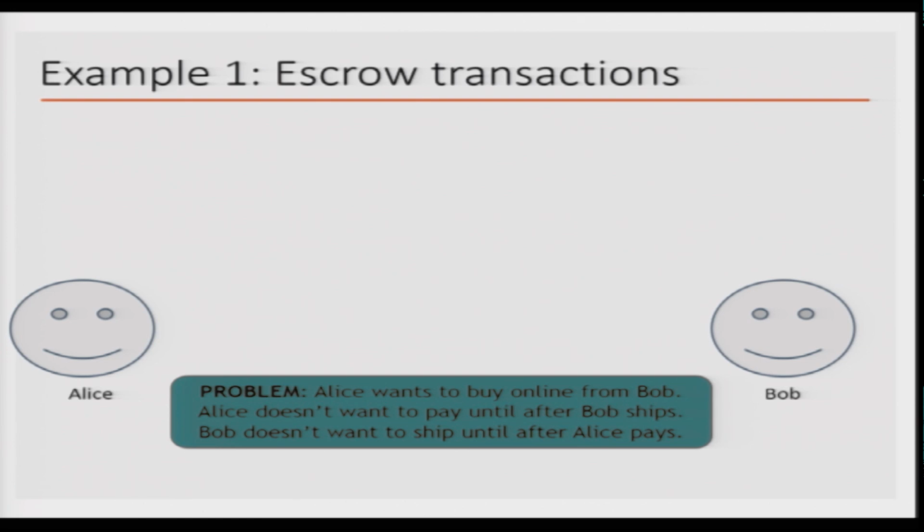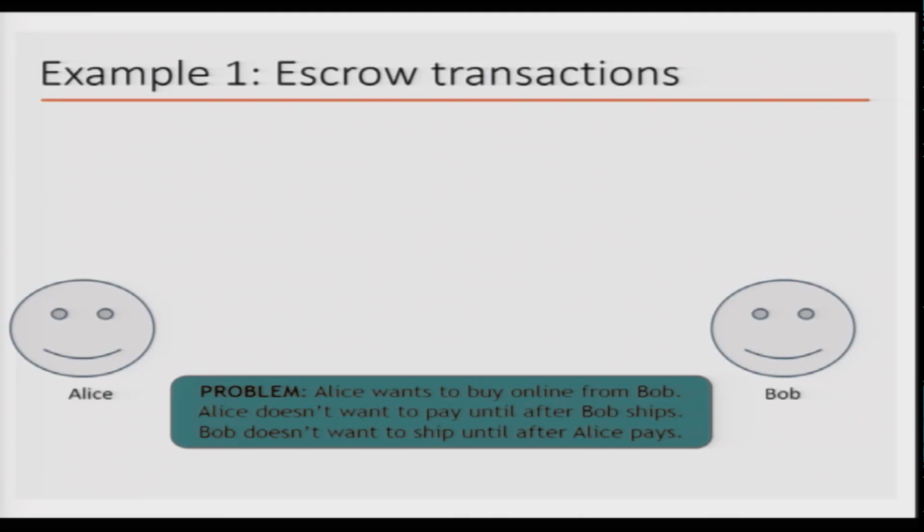There are many others that you can do with this scripting language. But as we said, since this is not a Turing complete language, we cannot do very complex things with this, and therefore, we have to have a Turing complete language if we want to do very general things with the help of blockchain. And so, let us see what an escrow transaction is.